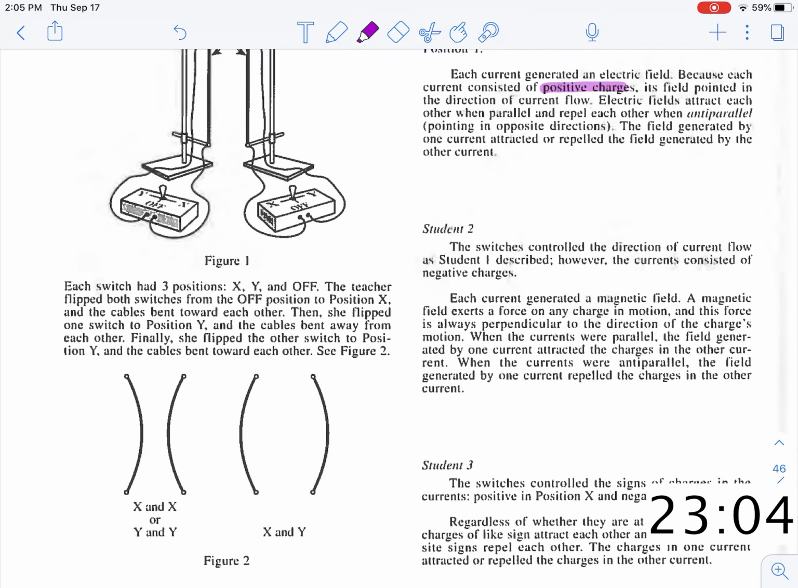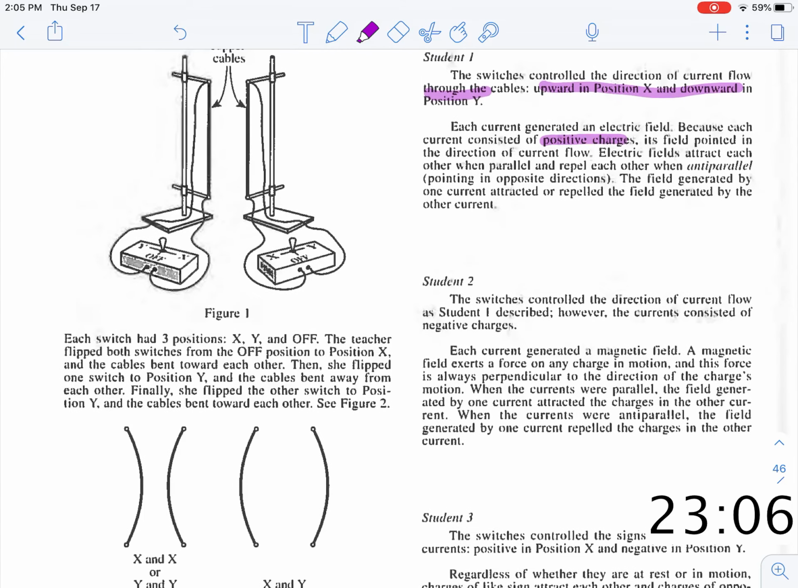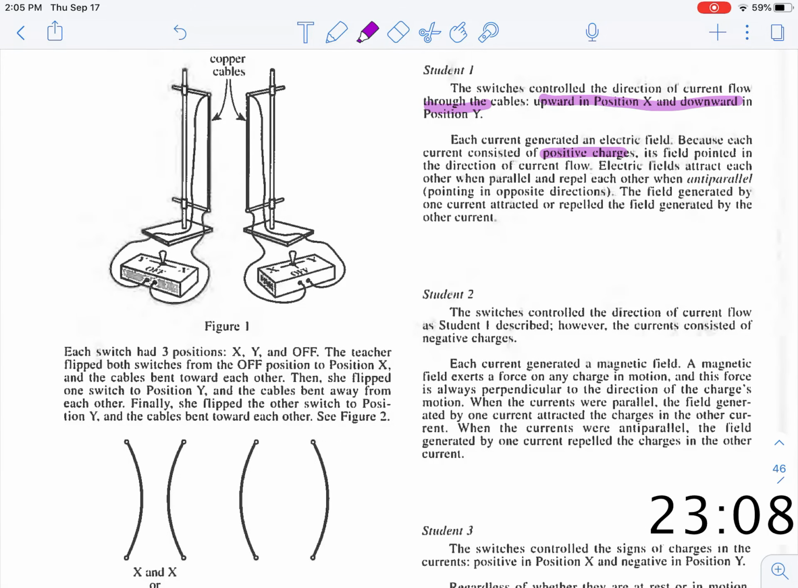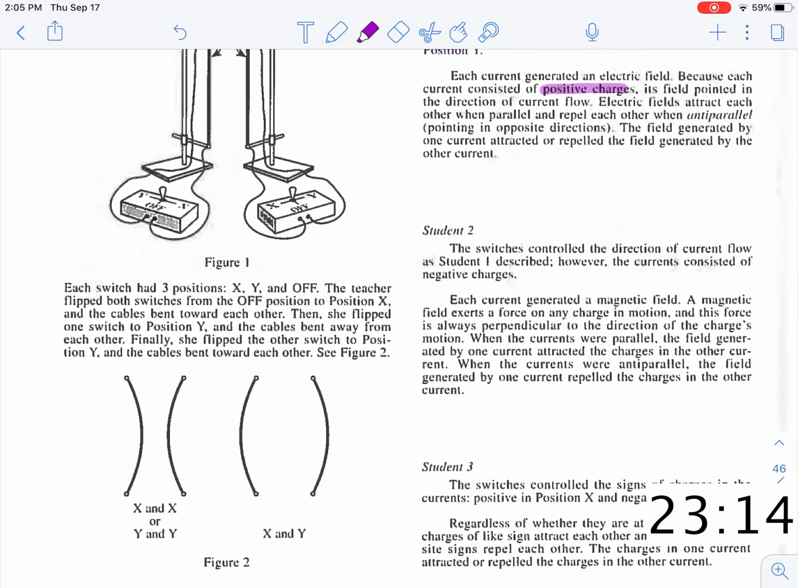That doesn't make... What are you talking about? The field generated by one current attracted or repelled. The field generated. Makes literally no sense, but okay.